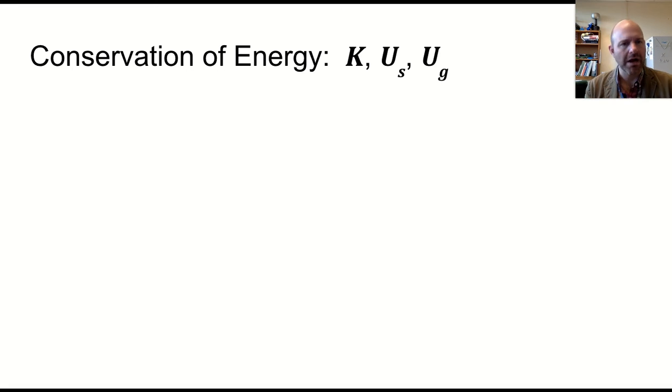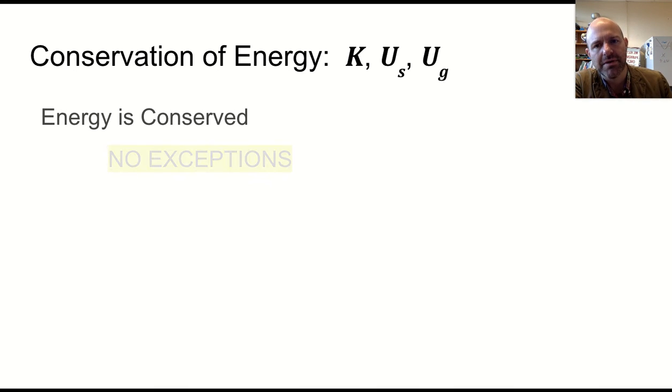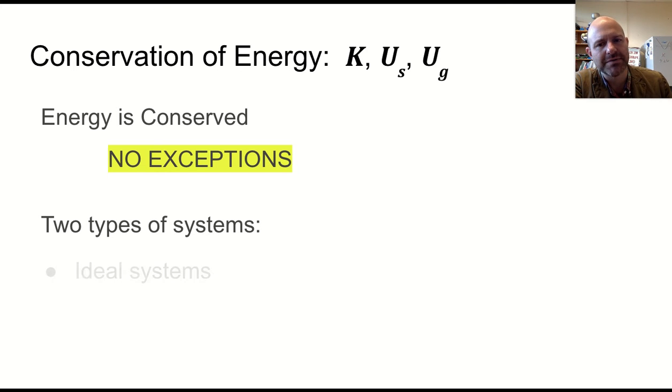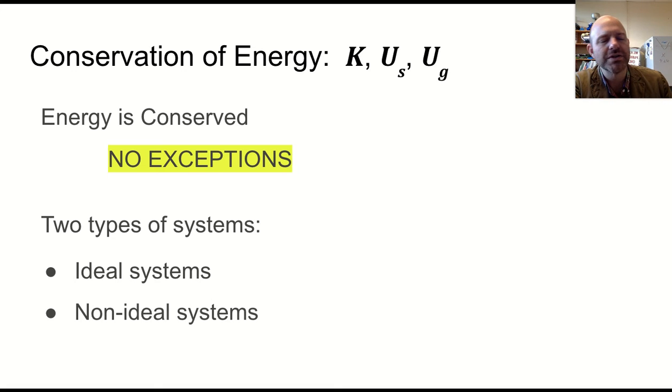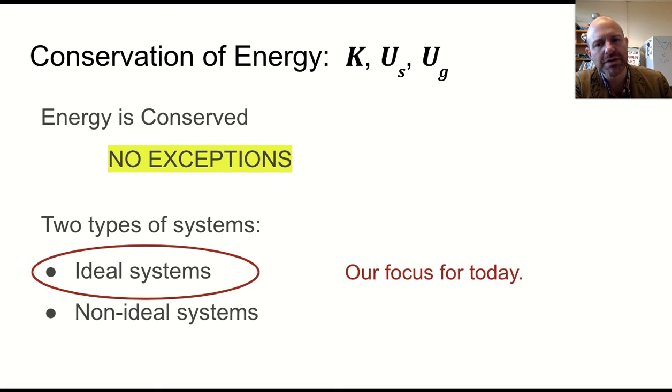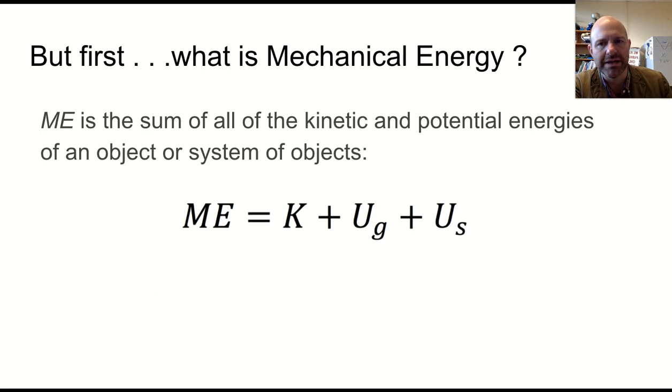Right? So when we talk about conservation of energy in our class, we're really talking about conservation of mechanical energy, which includes kinetic and potential. And so energy is conserved, no exceptions. And there's two types of systems: ideal systems, where just these three terms we've learned about are enough, or there's non-ideal systems. And we're going to focus on ideal systems right now, but we will say that any time that's violated, that probably it's thermal energy or heat.